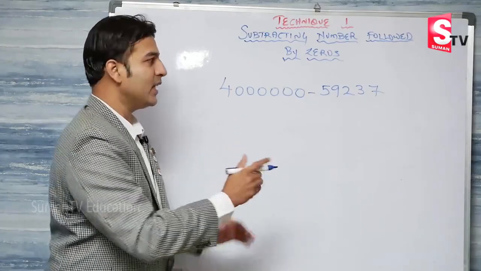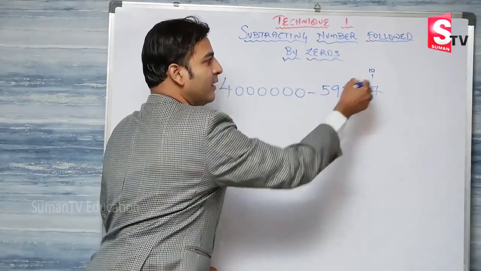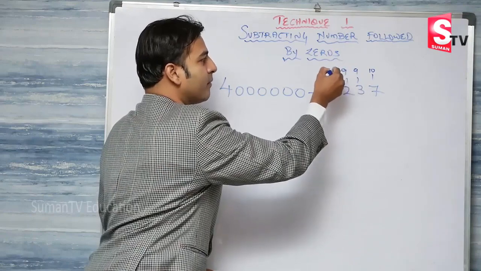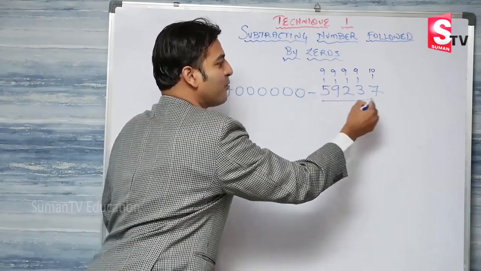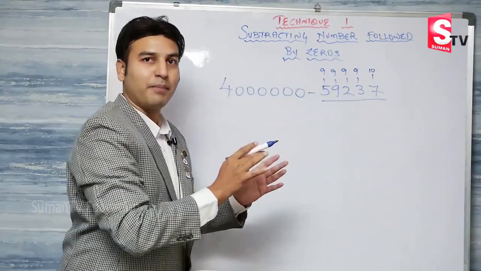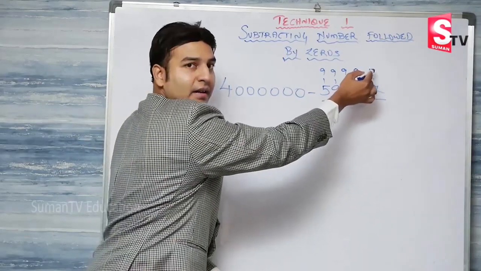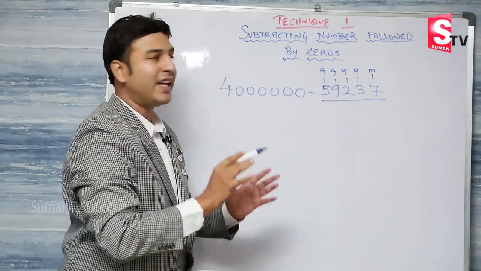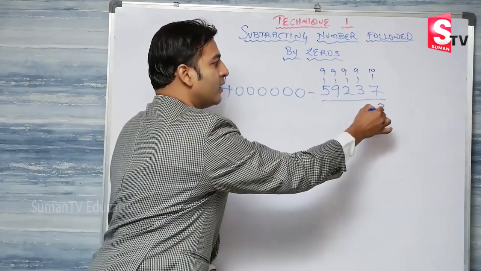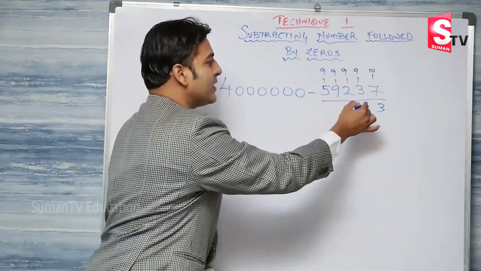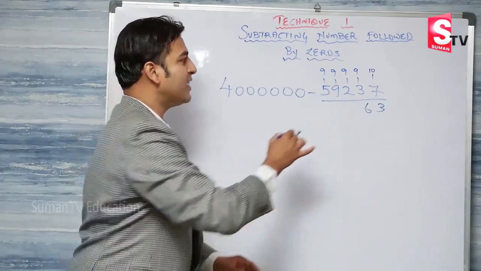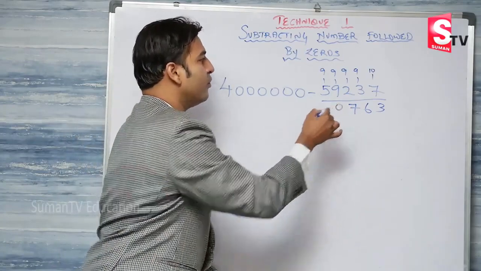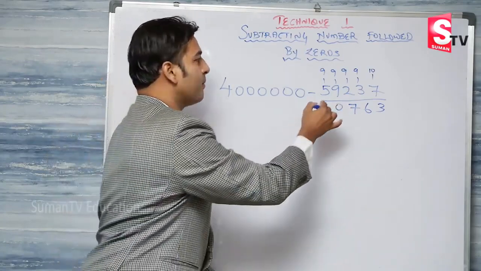So what I should do is I should subtract the units digit from 10, and I need to subtract the rest of the digits from 9. So you can get the answer at the fastest possible time by using this technique. We are subtracting the units digit from 10 and we are subtracting the rest of the digits from 9. So 10 minus 7 is 3, 9 minus 3 is 6, 9 minus 2 is 7, 9 minus 9 is 0, and 9 minus 5 is 4.